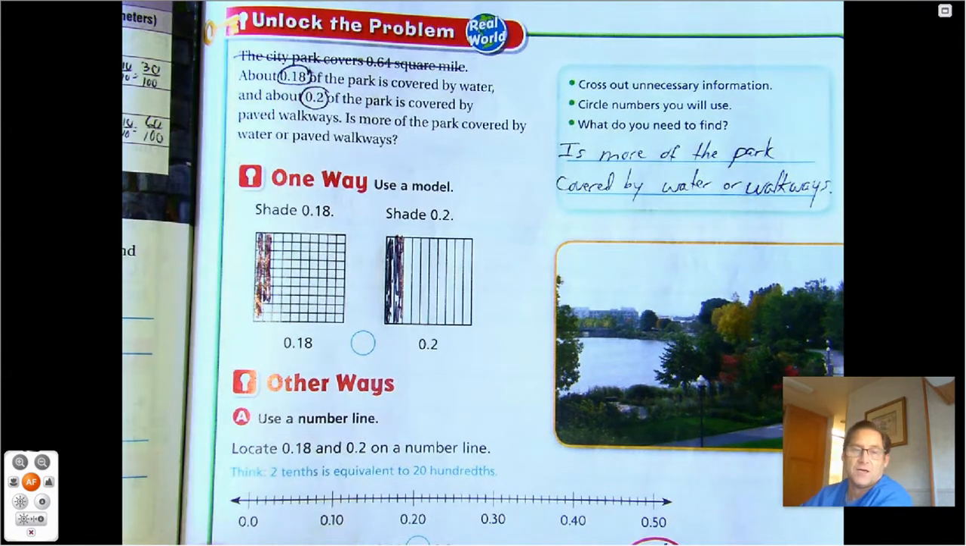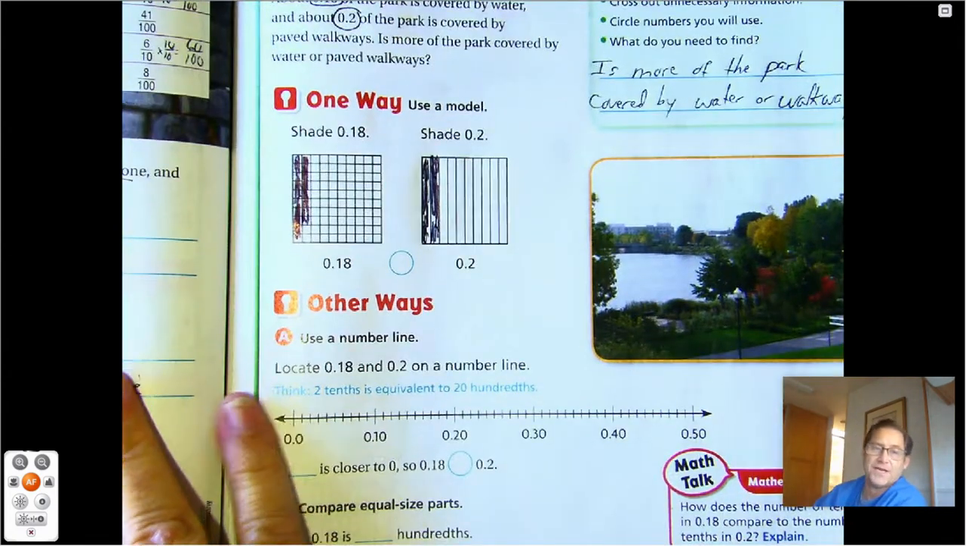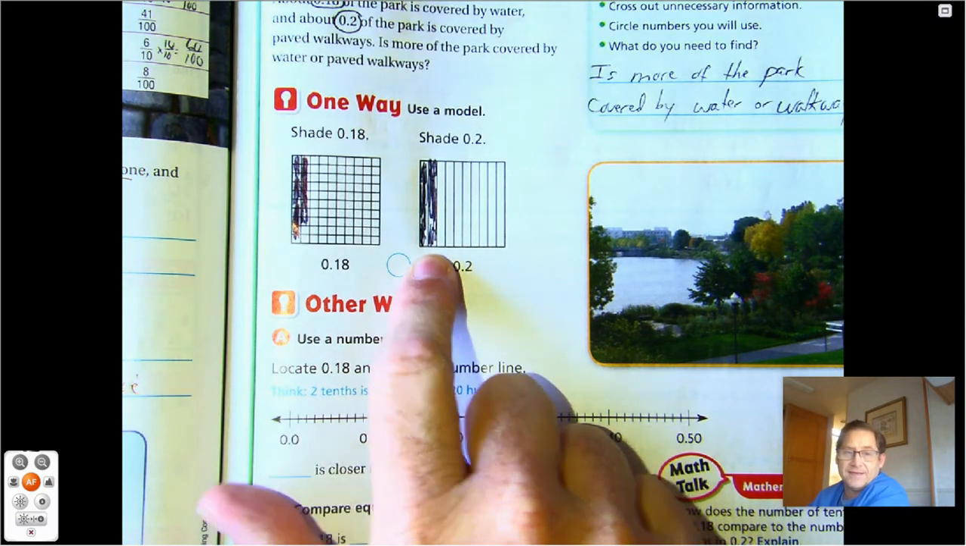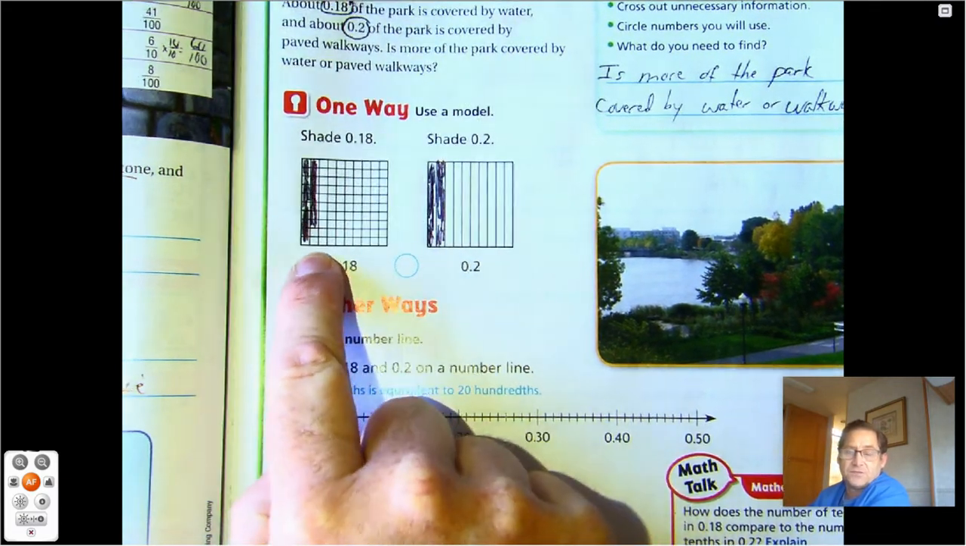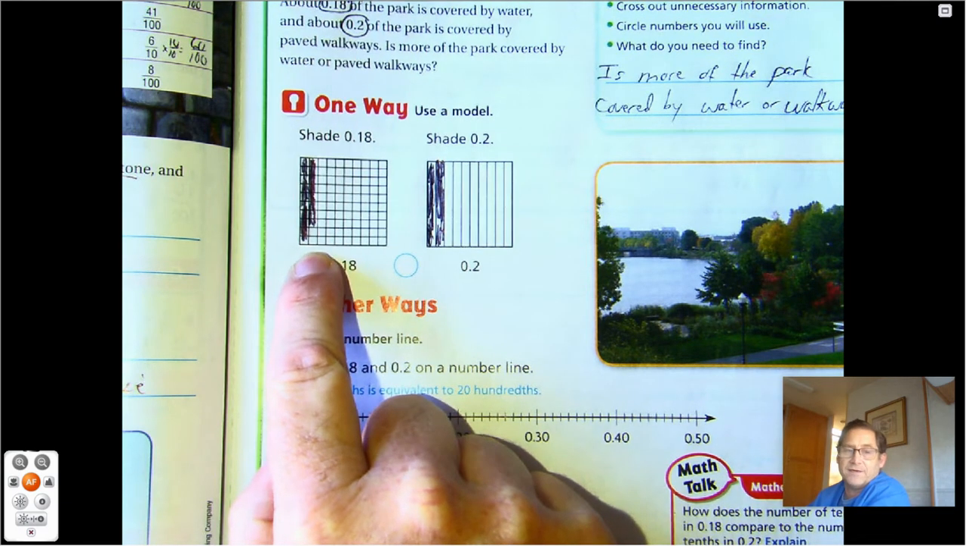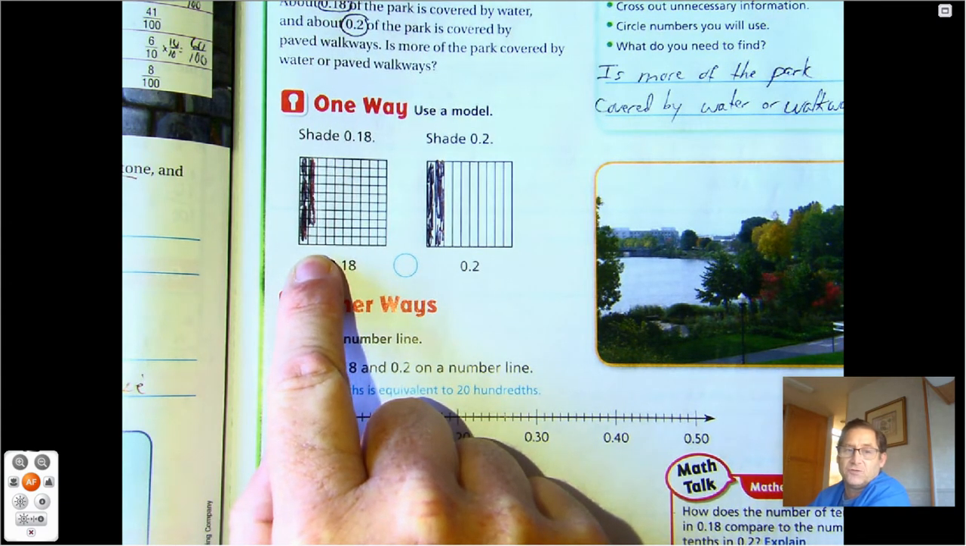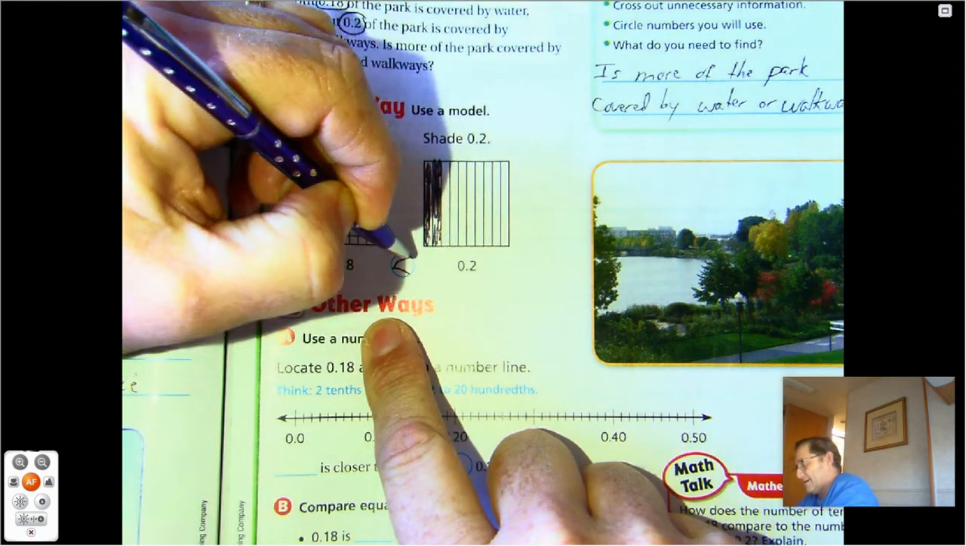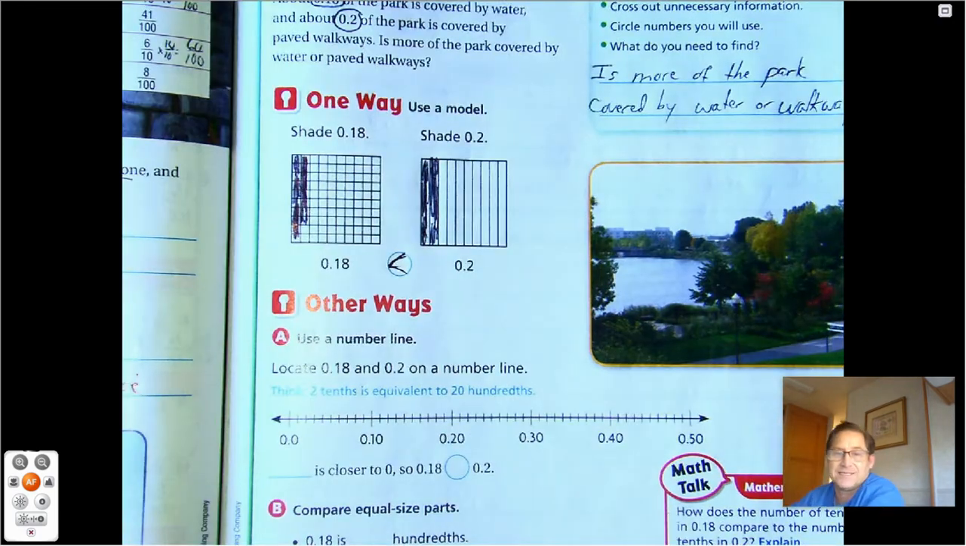Okay, so looking at the models, which one has more shaded? Well, this one has 2 complete columns shaded. This one is 2 squares short of a complete 2 columns. So based on that, I'd say 18 hundredths is less than 2/10.